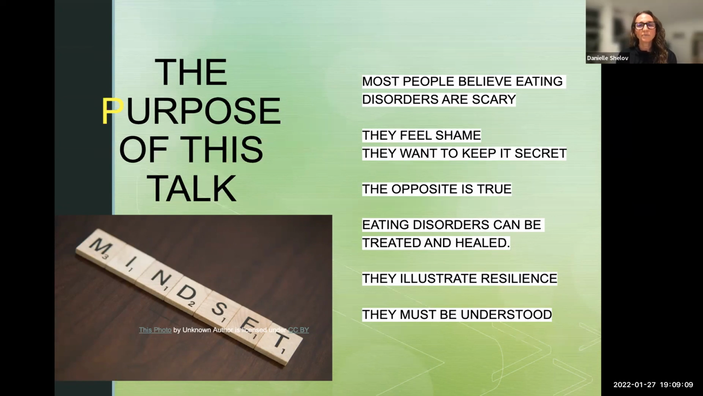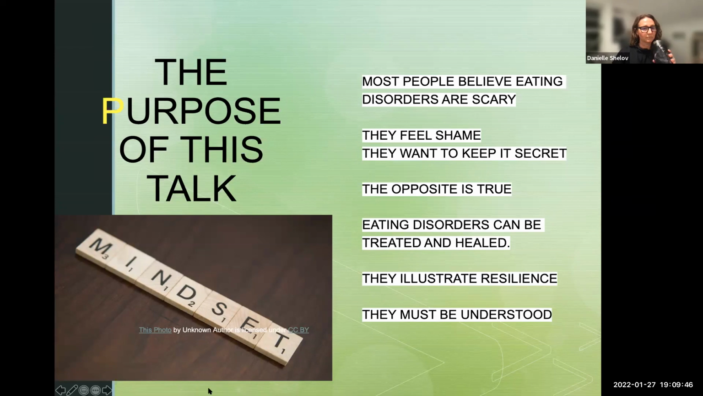I find often that people feel a lot of shame. They want to keep it a secret. But the reality is that the opposite is true, that it is nothing to be ashamed of or afraid of. They can be treated and they can be healed. And ultimately, and I'll get into this more throughout the talk, they really illustrate a very strong coping mechanism in your daughter, right? So it means that she has figured out a way to manage her anxiety on her own. It just has gone awry, basically. So our job is to help figure it out with her.